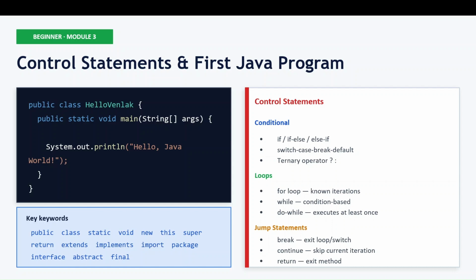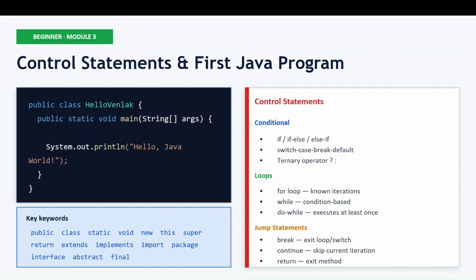Now let's talk about the different control statements that we have. Basically, the control statements are divided into three categories: conditional, loops, and jump statements. Remember, when we touch base on Java programming, we are going to cover the practical usage of these three control statements. Under conditional statements, we have if else and else if, where if a condition is satisfied, whatever is present inside the if condition will be executed, else the else part will be executed. Similarly, we have if else and else if as basic conditional statements.